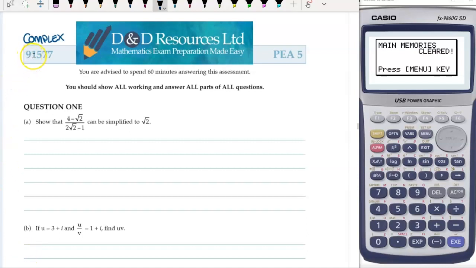That is standard number 91577, and we're doing practice external assessment number 5.